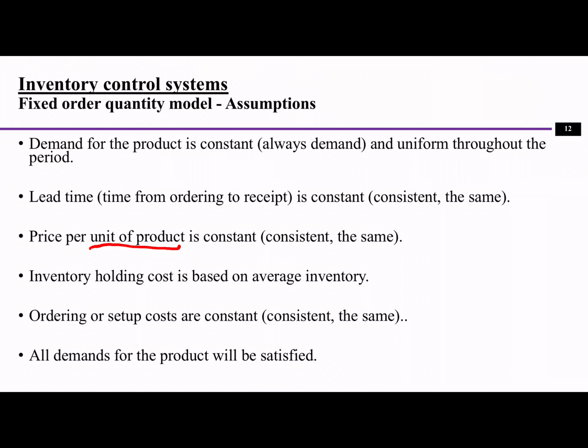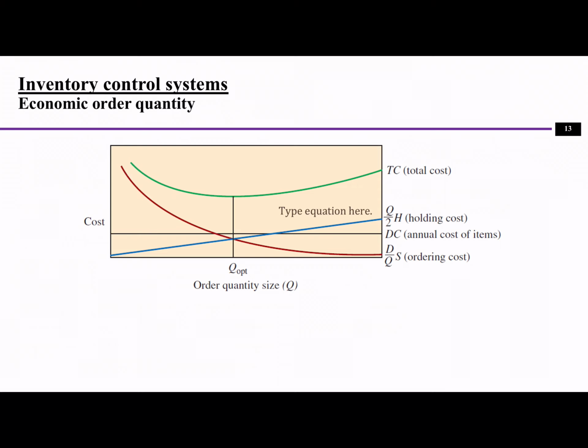And all demand for the product will be satisfied, right? So if they say the lead time is longer or lower, or this order is not filled, then it does not fit this fixed order quantity model. So you can tell the fixed order quantity model is an ideal model based on a lot of assumptions. Only when you have those conditions can you use this model. Or sometimes you can use it to give a rough number, a general idea of the quantity range that you need for your order.